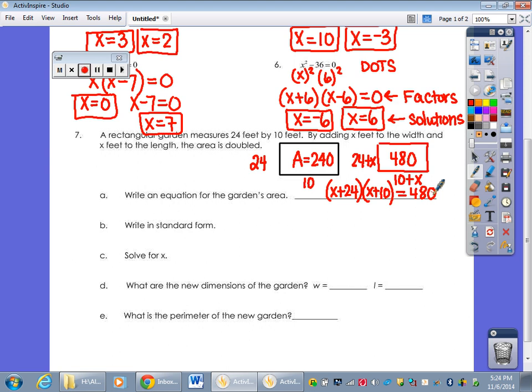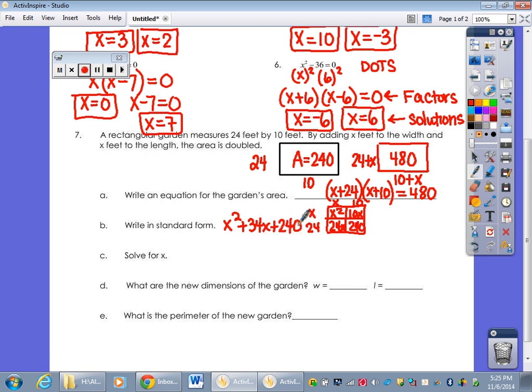Okay, the next one is to write it in standard form. So we need to multiply these two and try to get it equal to 0 so that we can write it in standard form. So when I multiply x plus 24 times x plus 10, I get x squared, 10x, 24x, and 240. So I end up getting x squared plus 34x plus 240.